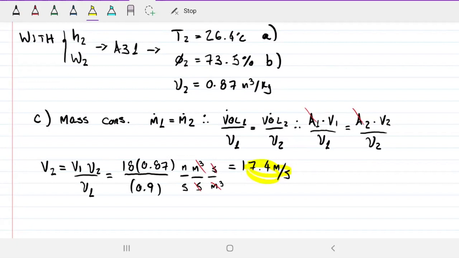So, again, reading off the actual question: what is the exit temperature? The exit temperature of this long diameter section is 26.4 Celsius. Whenever they're only talking about temperature, it's dry bulb. We would have to specifically talk about wet bulb to calculate it. B, exit relative humidity of the air, is 73.5%, and C, what's the exit velocity? That's 17.4 meters per second. Cool. Hit me up if you have questions.